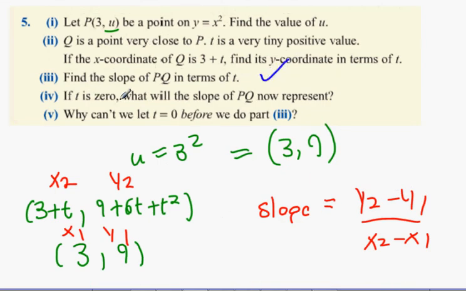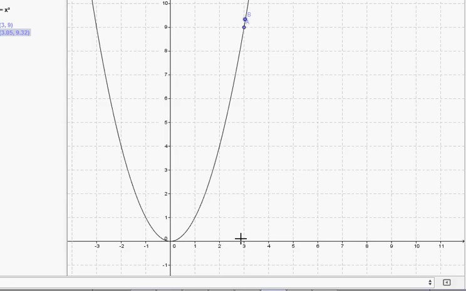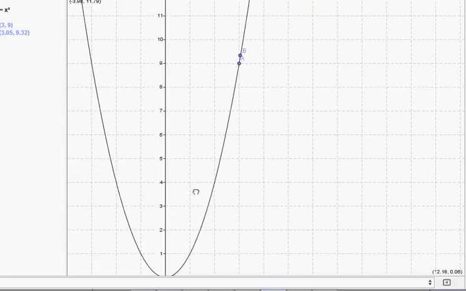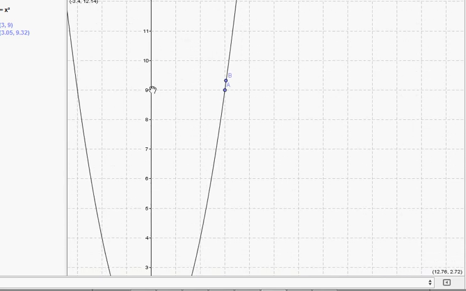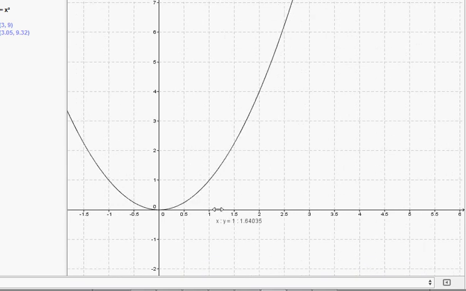Now look at the next part. If t is 0, what will the slope of PQ now represent? What does T represent again, guys? It represents a very small change. So, for example, I just need to do a new one here for a second and go back to GeoGebra. And look at this. I'm going to really zone in on this.